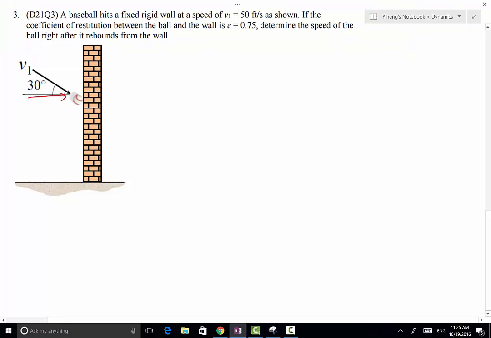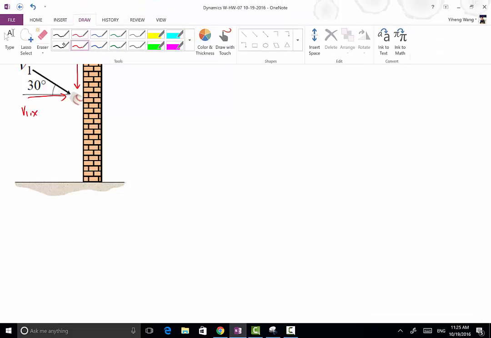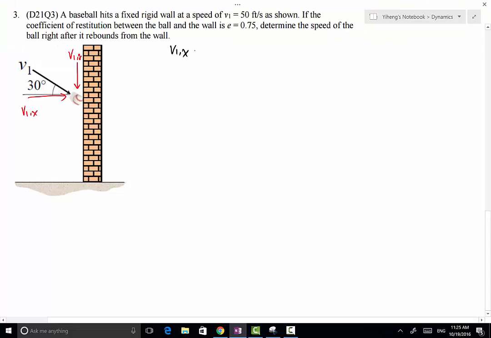So we will have v1x and v1y. v1x equals v1, which is 50 times cosine 30 degrees, and that equals 43.3 in the unit of foot per second. v1y equals 50 times sine 30 degrees, and if we follow convention, it's actually negative because it's pointing down.